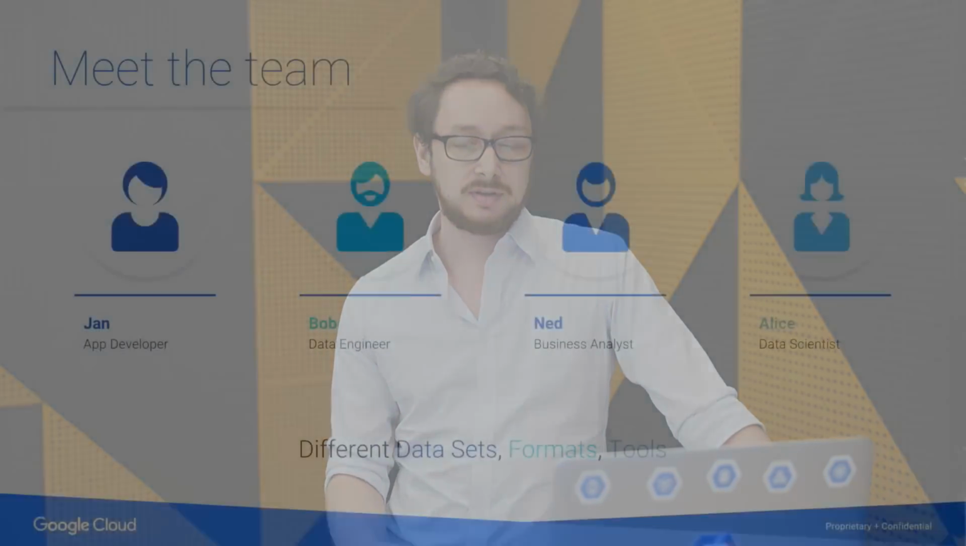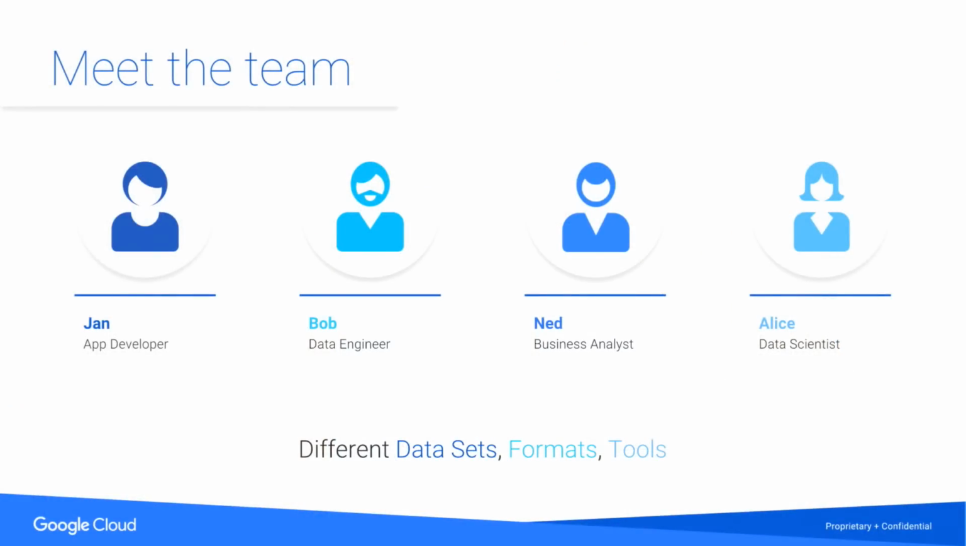So now let's have a little reflection on the types of people that use data in an organization. We're going to focus on the user, and we're going to think about how we can help those users communicate. So let's meet the team. In a typical organization, you're going to get lots of different people who make use of data. But some examples are, we have an app developer, Jan. She's interested in building applications and making use of data. And then we have Bob, our data engineer, Ned, our business analyst, and Alice, our data scientist.